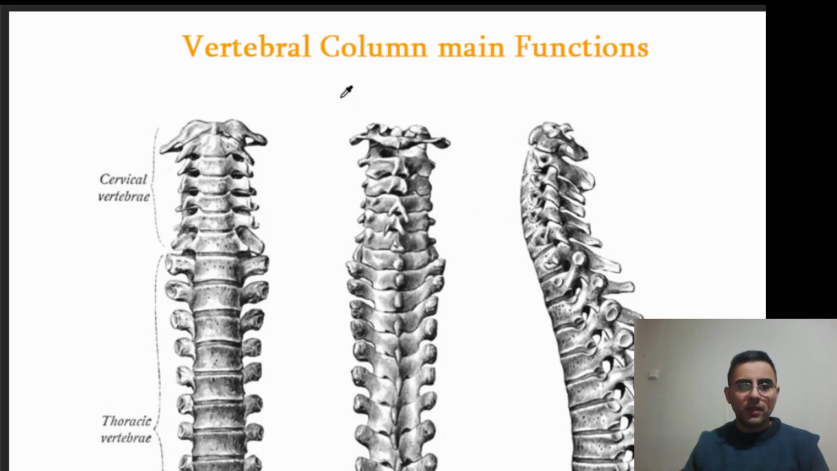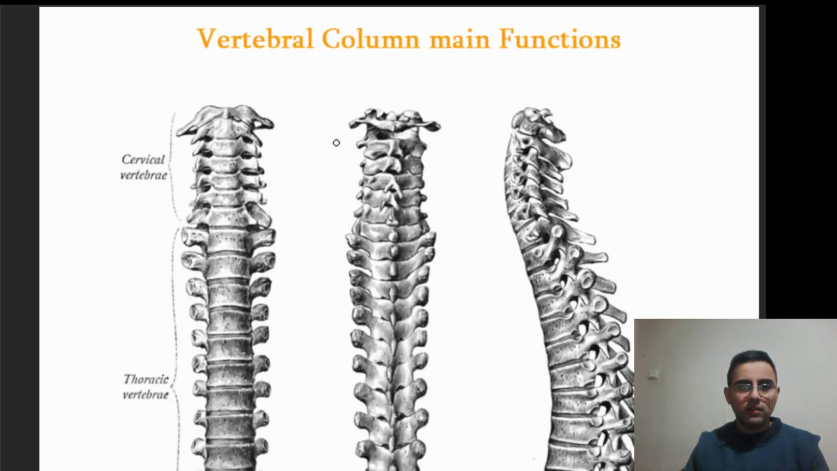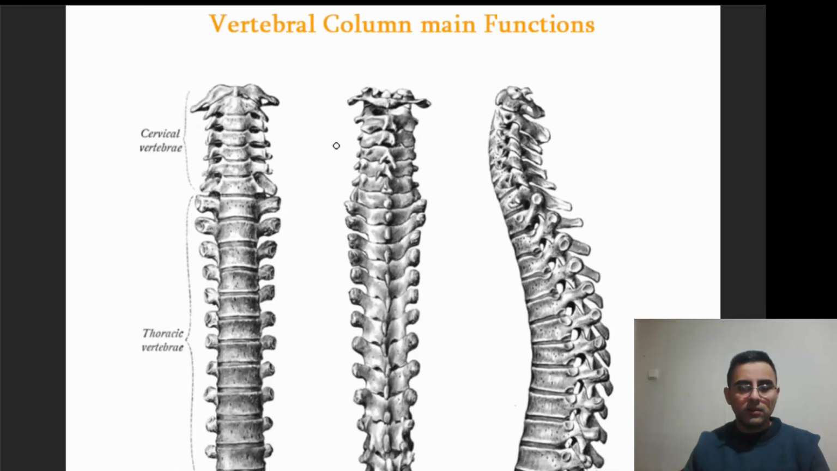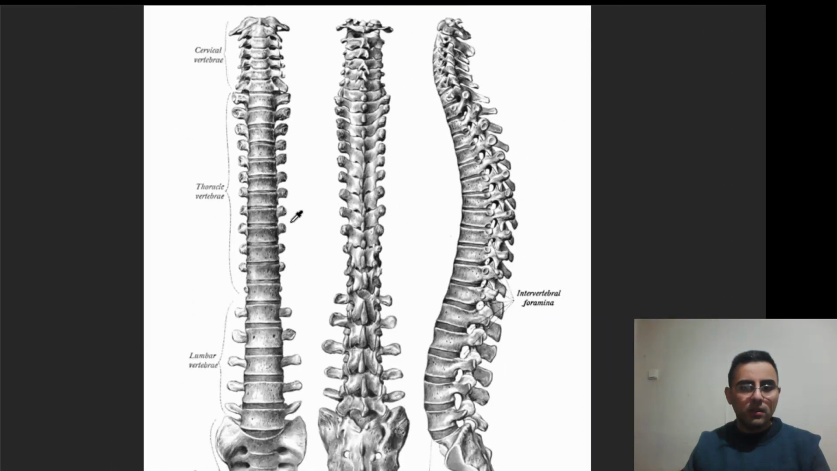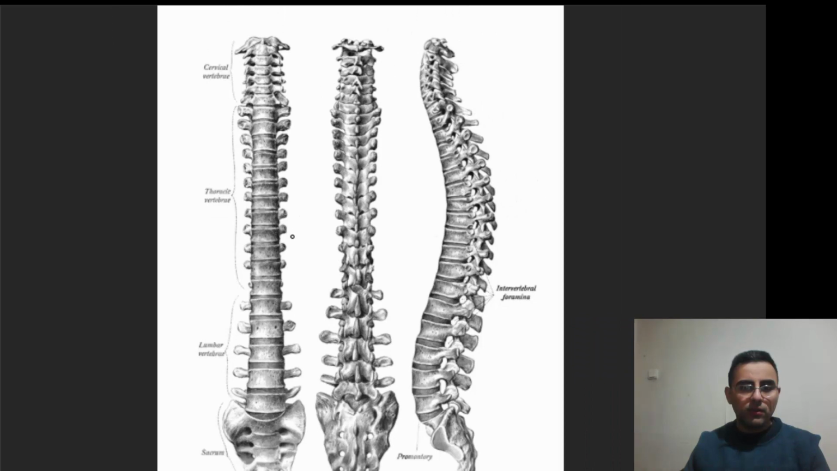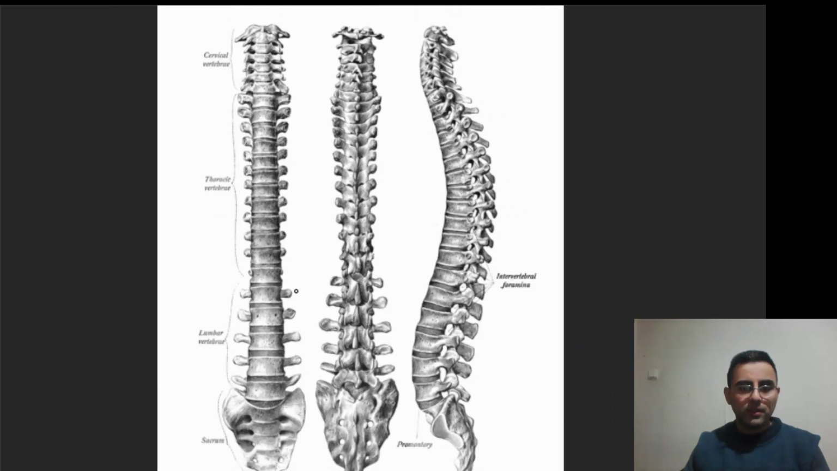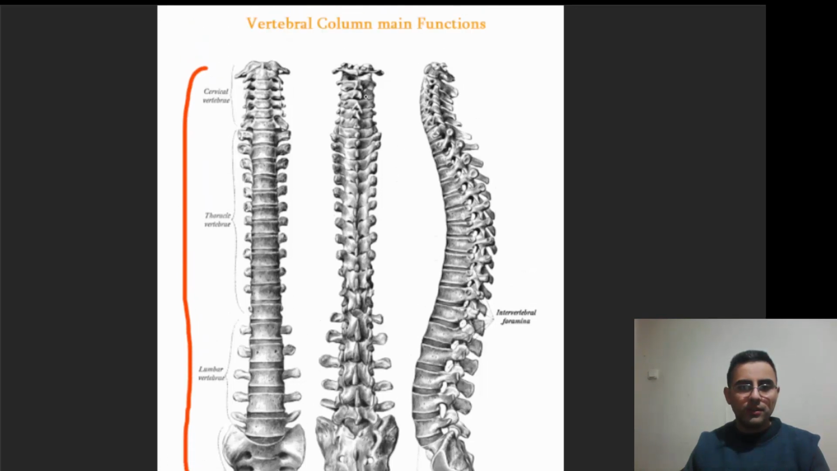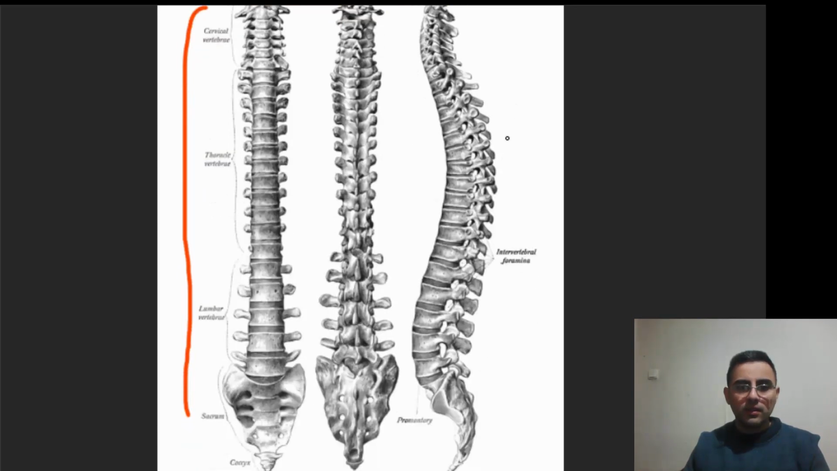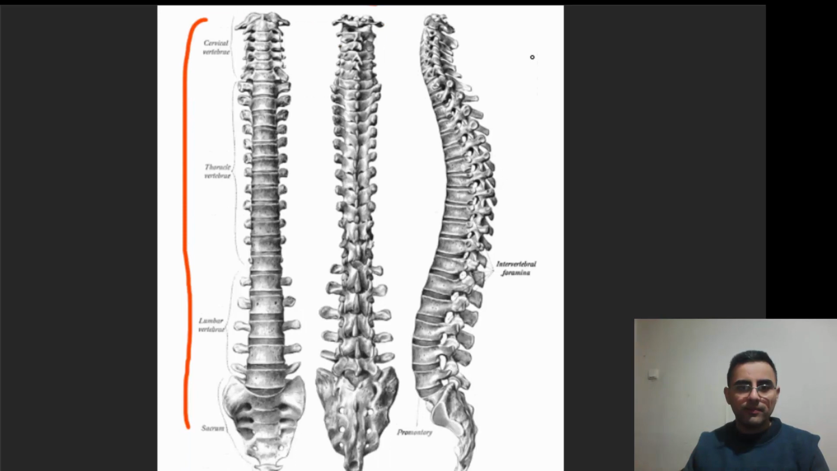Okay, let's begin. Here is spinal cord, spinal column. You all are familiar with it, I think. It's frontal plane. It's posterior, and it's lateral.